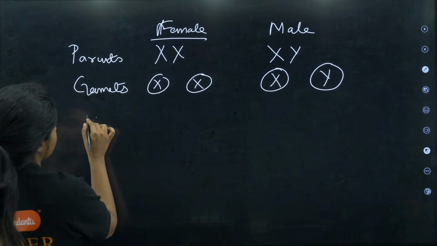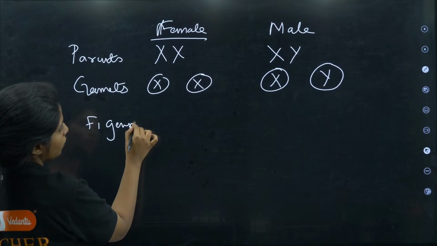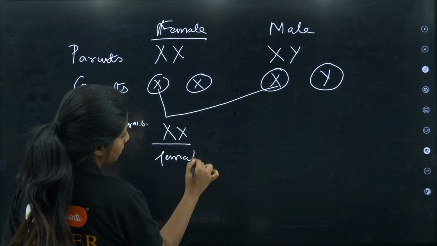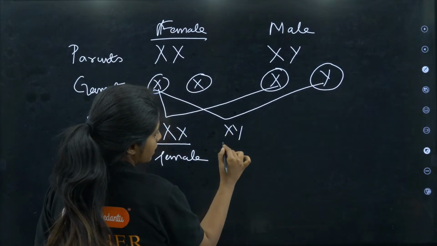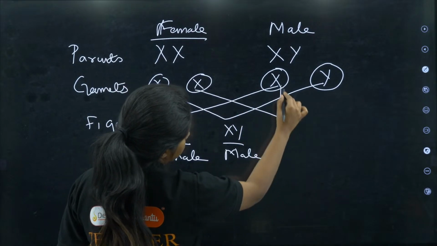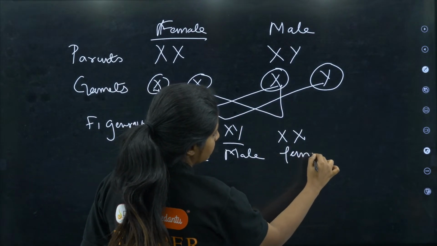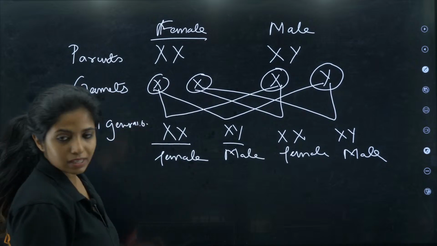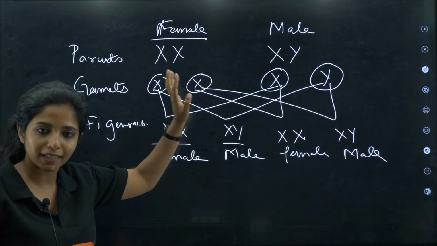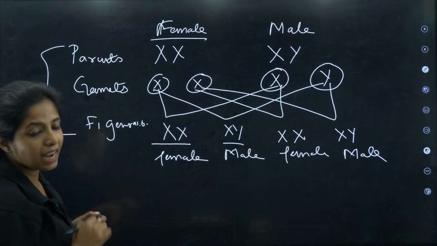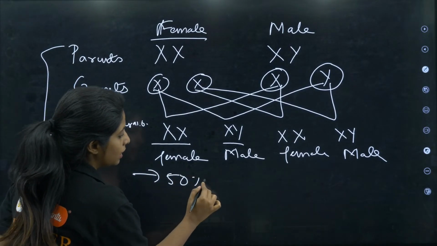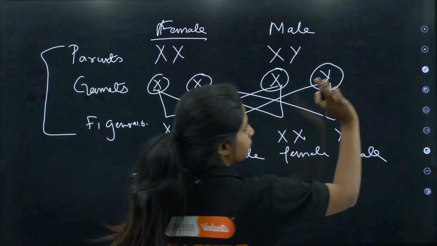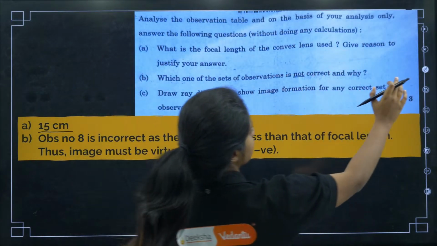Cool? Now, the first generation, or basically the progeny that will be produced, will be what? X with X, you get XX. This will be a female. Now, this with this, you get XY. This will be a male. This with this is XX, that is again a female, and this with this XY, that is again a male. So obviously, this type of sex determination is followed in the case of human beings. You have to make the whole thing and at last tell there is a 50% chance that the child could be a female and 50% that the child could be a male. So if you make this, you get marks for it.